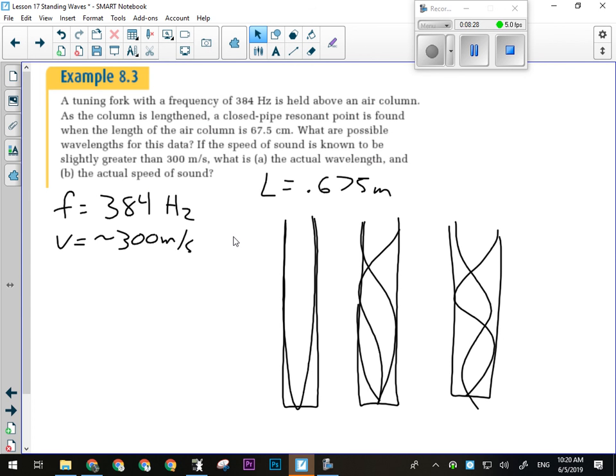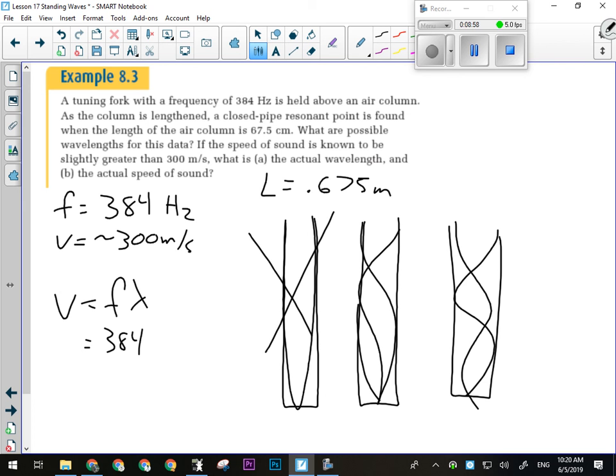I'm thinking that's probably not it. Why am I thinking it's probably not the right wavelength? Because V equals F times lambda, and I already know F is 384. If I multiply that by 2.7, I am not going to get 300 meters per second. I'm going to get like 900. So it's probably not that one. Agreed? Okay, so we've eliminated that one.